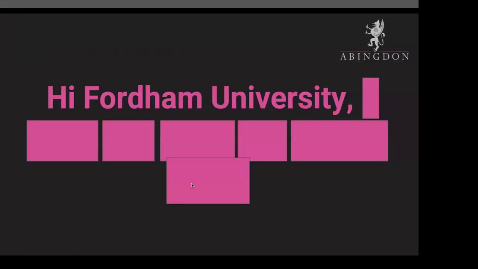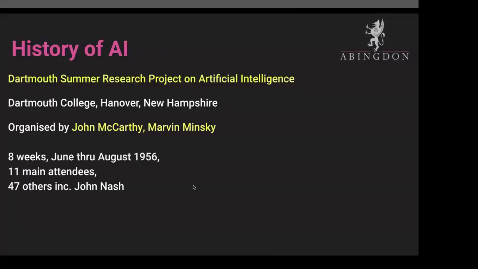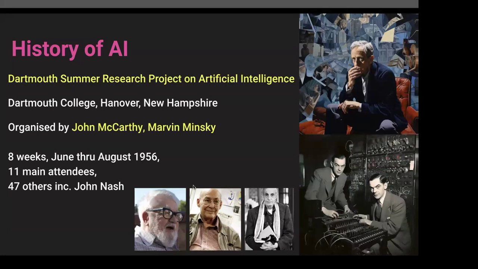Okay, so a little bit more. Thank you, Fordham. Let's quickly start with the history of AI. The term artificial intelligence, the entire discipline, was started by John McCarthy and Marvin Minsky back in 1956 at Dartmouth College, Hanover in Hampshire.